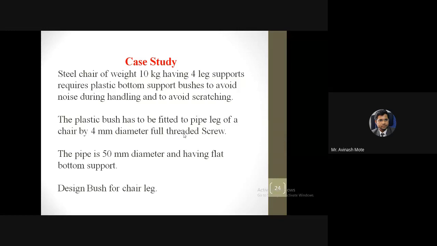Okay, what information did we get? Chair weight 10 kg, legs 4, and one bush we are using, which we are fitting with the 4 mm diameter screw. Third para, the pipe is 50 mm diameter. Now you got the clear picture. What I told at the start, 3 possibilities: L-shaped angle, cylindrical pipe, or square pipe.